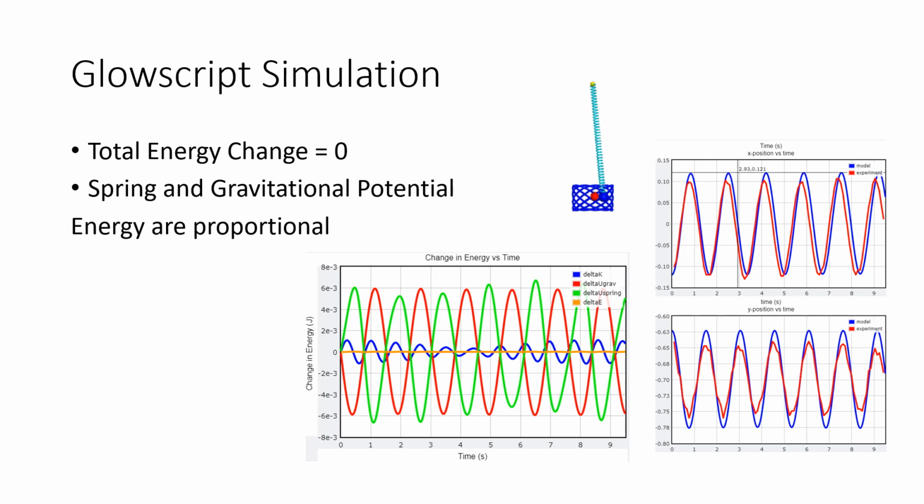So in our GlowScript simulation, we found that the total energy change is 0, although all the energies fluctuate, and the spring and gravitational potential energies are almost proportional to each other, just oppositely proportional. It's kind of cool. The simulation almost makes a rectangle shape with the way it oscillates with the spring.